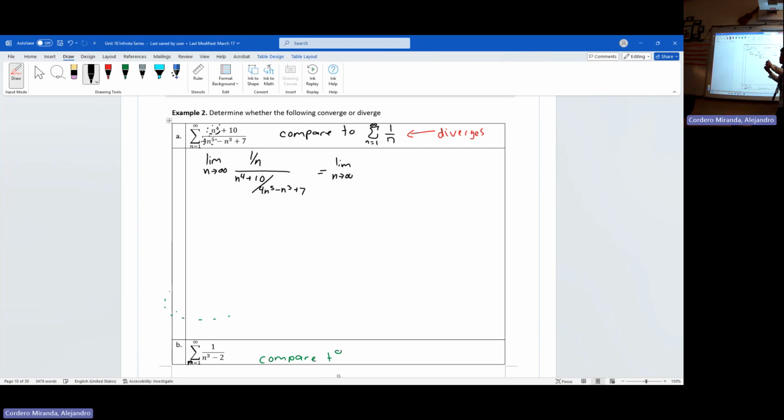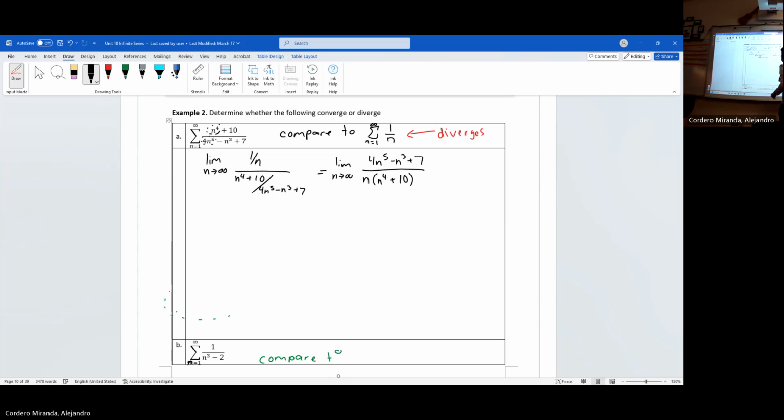Okay, and then same thing as last time: keep, change, flip, and simplify. Here's me going fast through that. That would be 4n to the 5th minus n cubed plus 7 on top, over n times the top of this one, n times 10 to the 4th plus 10.